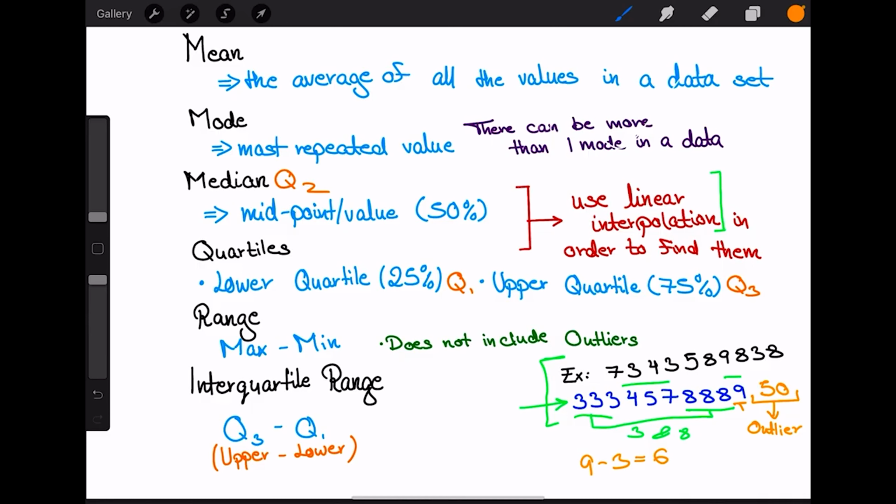Now on to our last topic for this video, the interquartile range. This is simply the upper minus the lower quartile, and as I already stated, you need to use the linear interpolation method in order to calculate it.